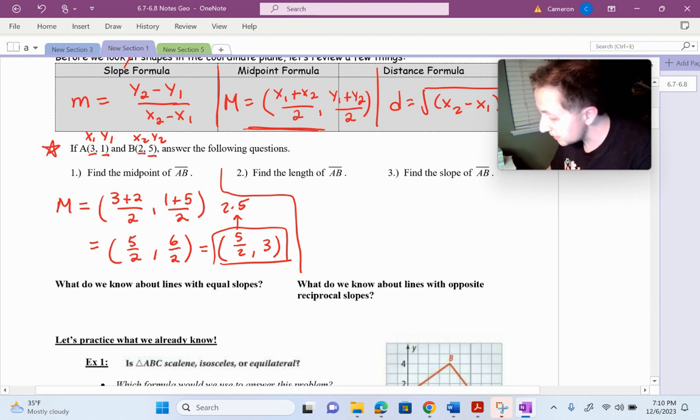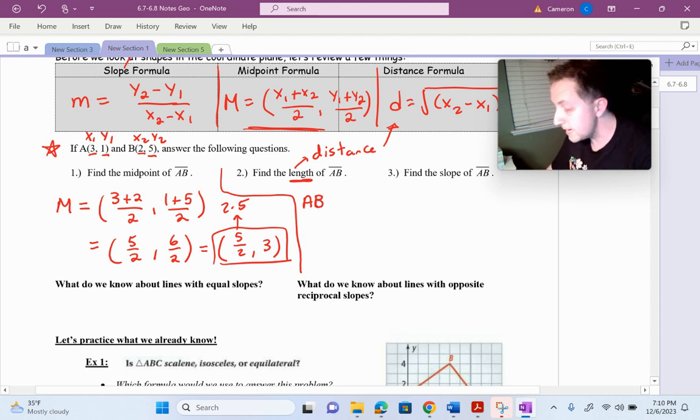Find the length of AB. If I see length, that means I'm talking about distance, so I would want to use my distance formula. Notationally, remember the way that we would denote this is AB without the overbar. I'm not naming the segment. If I don't put the overbar, that means I'm taking the length of the segment.